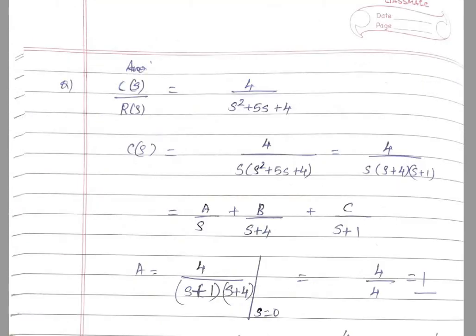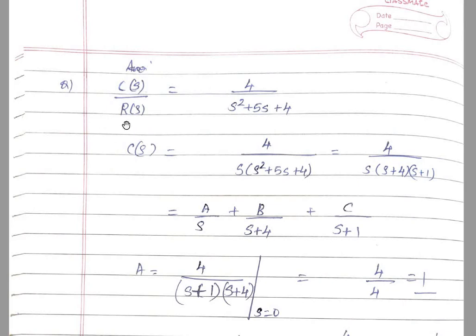So, in these type of systems, when the system is over damped, it is always easier to approach the problem in this way. I am explaining the method here. If the system is over damped, first you write the transfer function, that is C of s by R of s is equal to 4 divided by s square plus 5s plus 4.